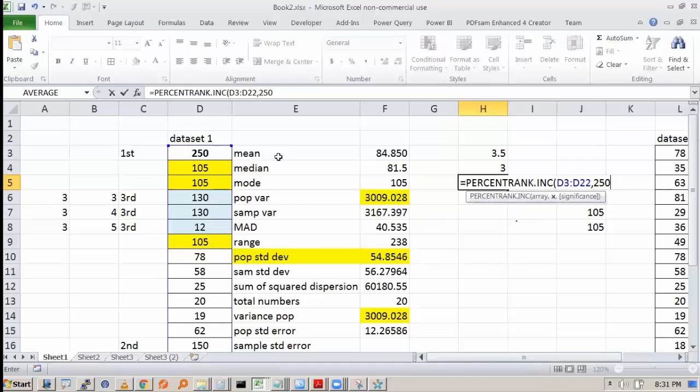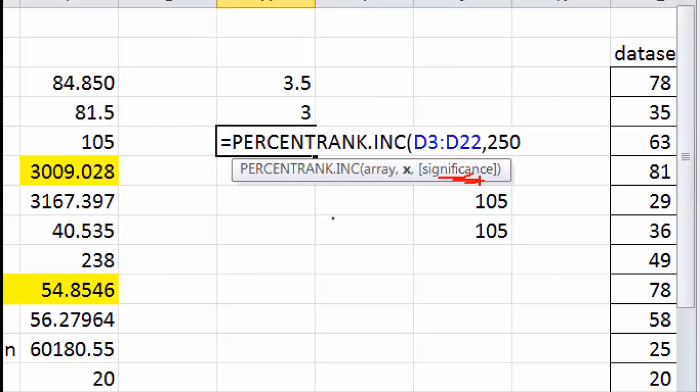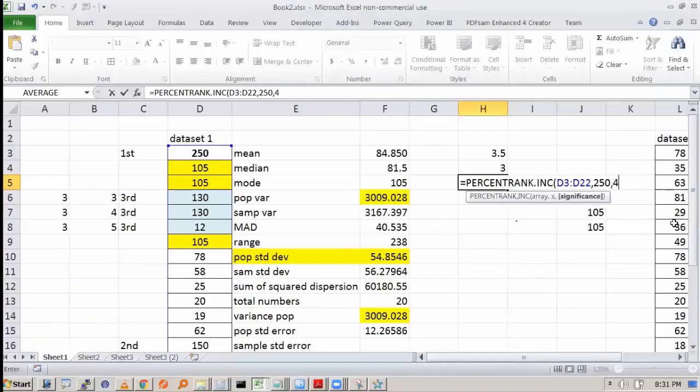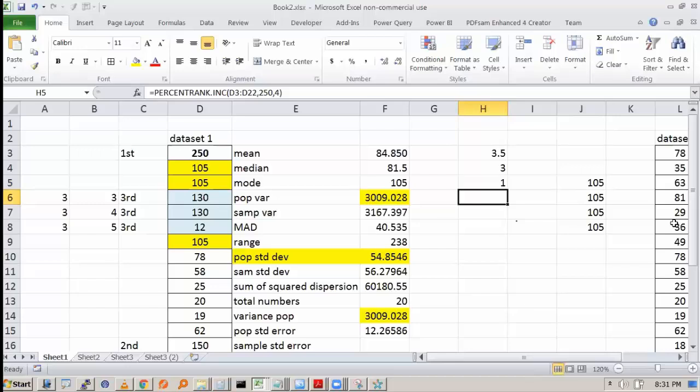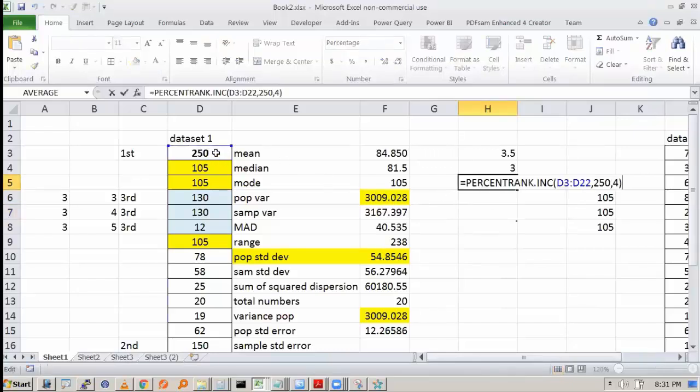By default, there is something called significance, which is how many decimal places it should give. By default it gives 3 decimal places. If I want 4 decimal places, I'll write 4. It has given 1. If I put percentage, it gives 100%. So the percentile rank of 250 is 100%. I remember I said that it can be done. It is possible, but we have included this 100 as part of the data set.